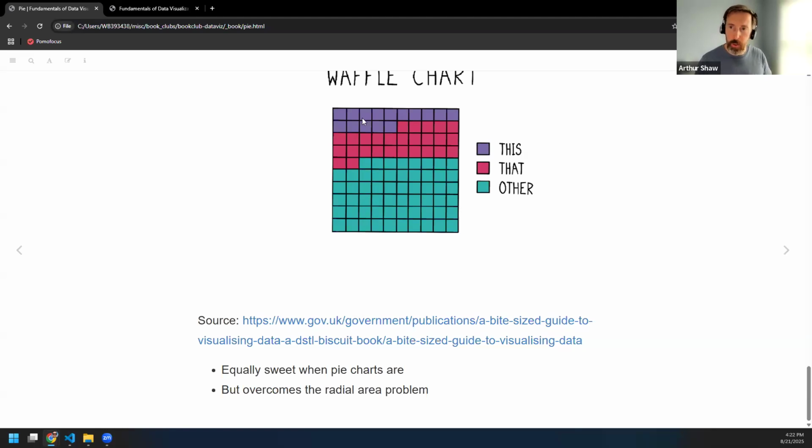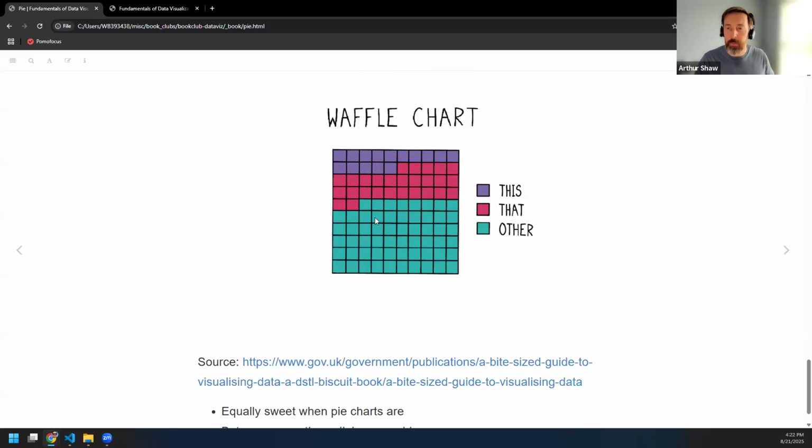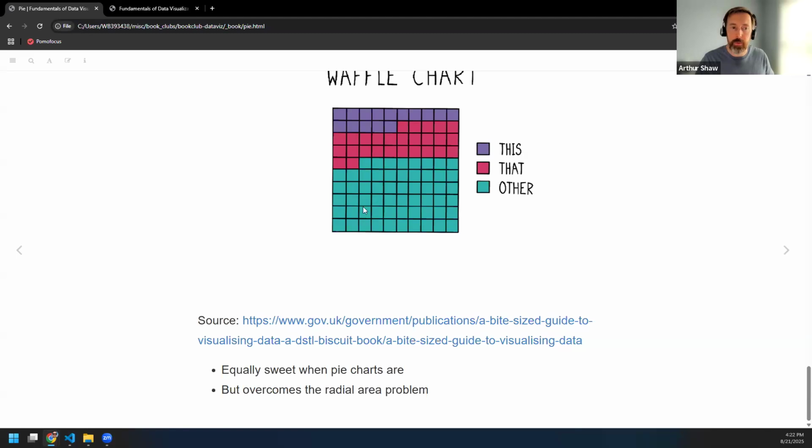Incidentally, this resource is where I've drawn it from. It has some really nice sketches of lots of DataViz designs and maybe some brief arguments for and against. So it's a nice resource to have in your back pocket.